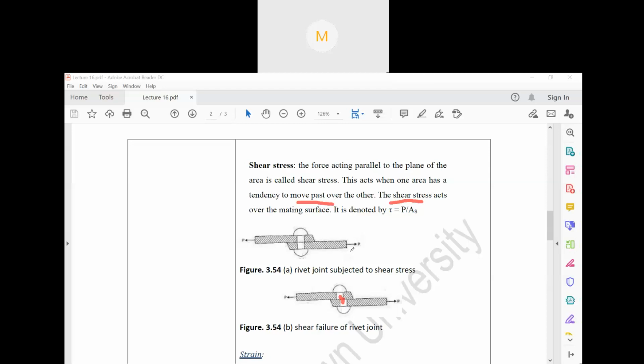That means if you are applying force here and if you are applying force here, then eventually what will happen? It is just tearing off, right? This thing is just breaking away at this point, right? So this is not normal stress, but this is shear stress. Is it clear now?